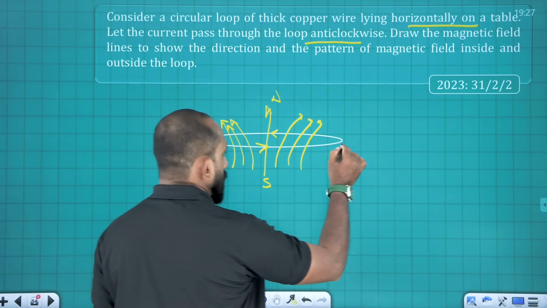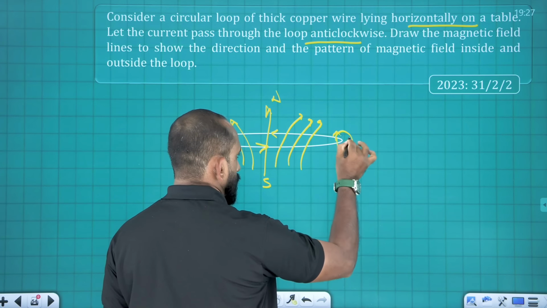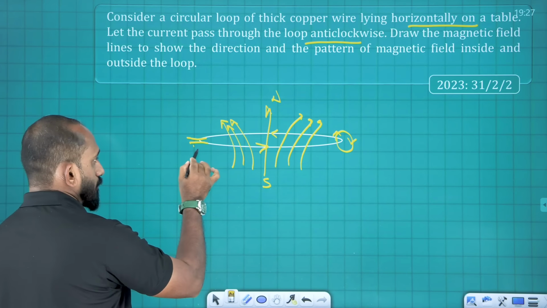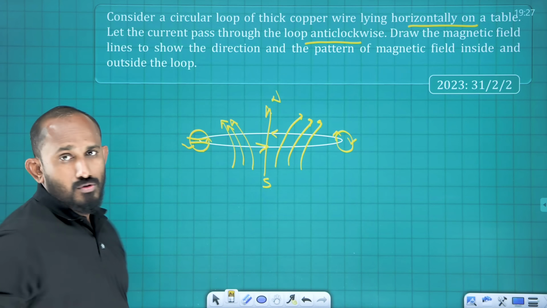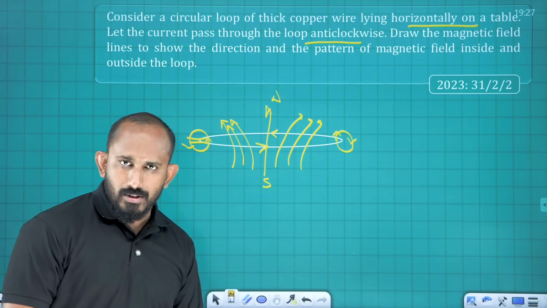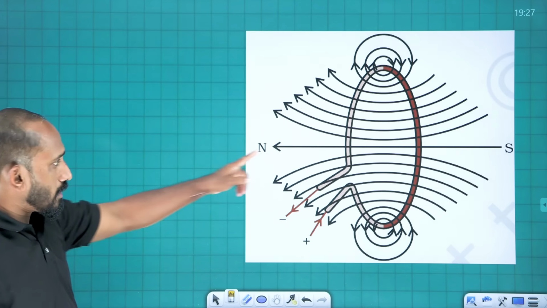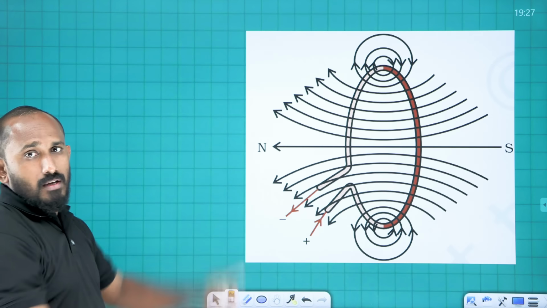So it will be going just like this way. It's passing through. Hope I got it. Next question, let's see. So this figure, you make it, just make it as horizontal. Answer will be correct.